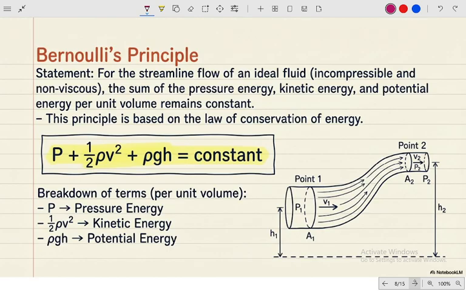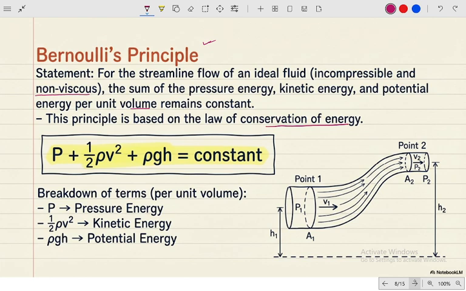Now we are going to explain what Bernoulli's principle is. Statement: for the streamlined flow of an ideal fluid, incompressible and non-viscous, remember that it is applicable for incompressible and non-viscous liquid, the sum of the pressure energy, the kinetic energy and potential energy per unit volume remains constant. So this principle is based on the law of conservation of energy, right?